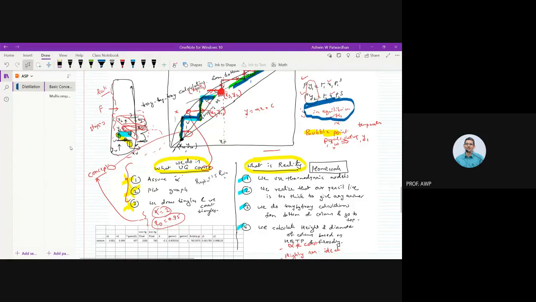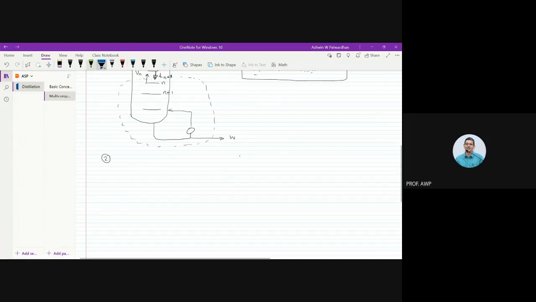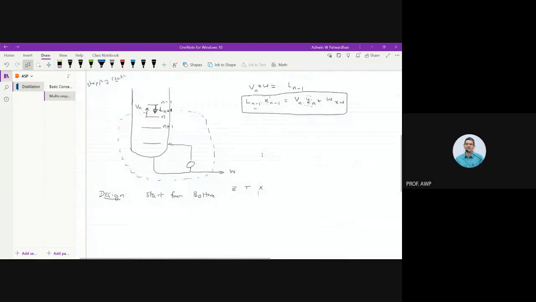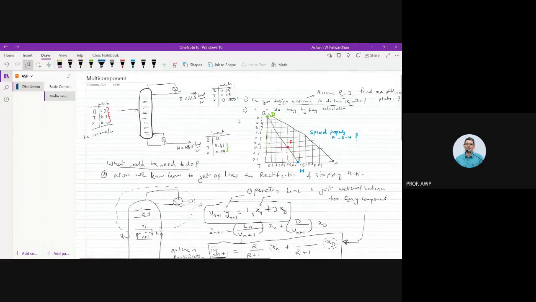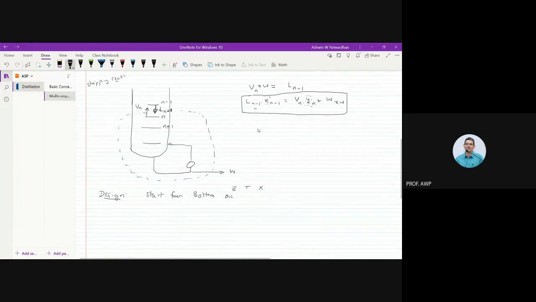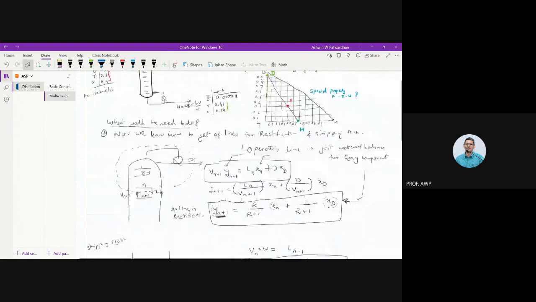So if we have to start, can we not do it like this? If you have to design, start from the bottom. So let's write benzene, toluene and xylene at the bottom. Benzene is zero. Well, zero is going to create a problem, so we'll do the material balance, or we just say some small value. Just say some small value, 0.0001 benzene, toluene 0.41, and xylene 0.59.